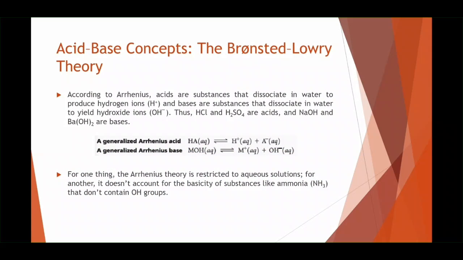Before coming to my main topic, let me give an overview of the Arrhenius concept. According to Arrhenius, acids are substances that dissociate in water to produce H+ ion, and bases are substances that dissociate in water to yield OH- ion. Thus, HCl and H2SO4 are acids, and NaOH and Ba(OH)2 are bases. Here is the generalized equation of the Arrhenius concept, but this concept has some limitations. First, the Arrhenius theory is restricted to aqueous solutions. Second, it doesn't account for the basicity of substances like ammonia that don't contain an OH group.